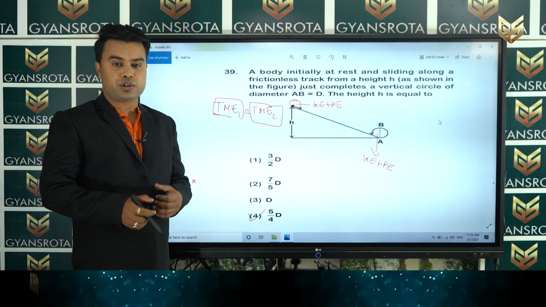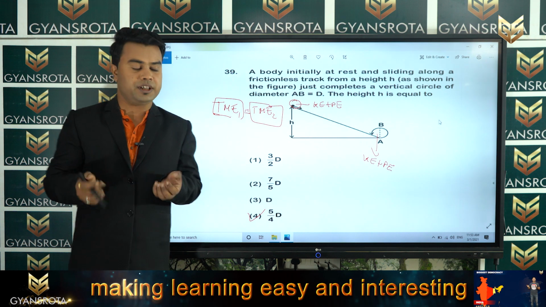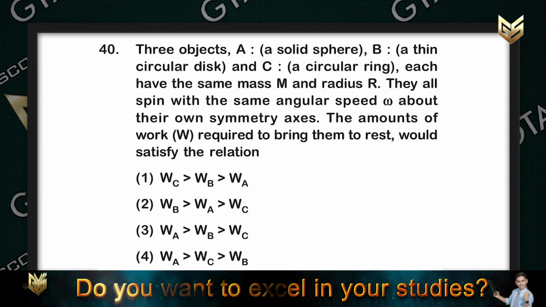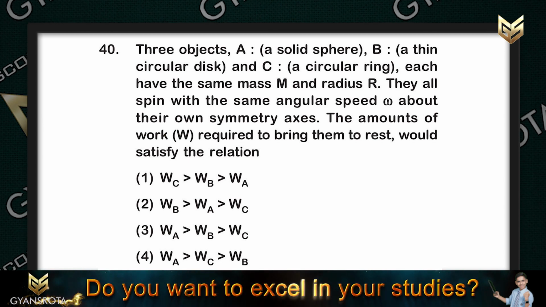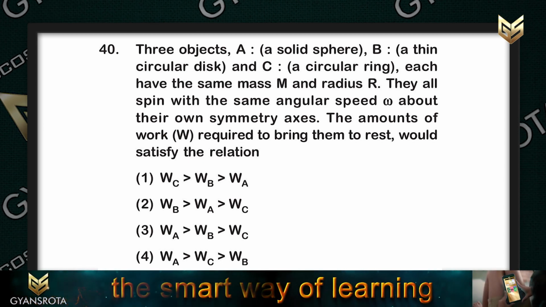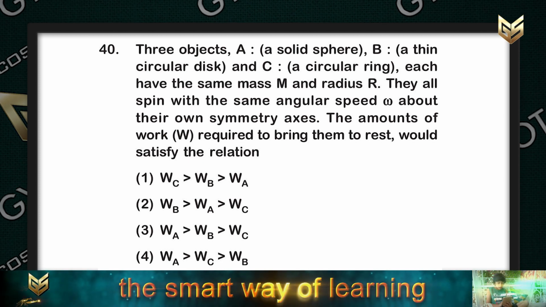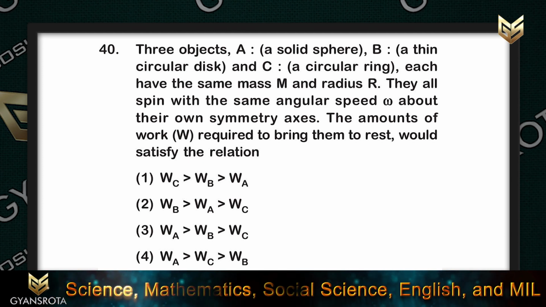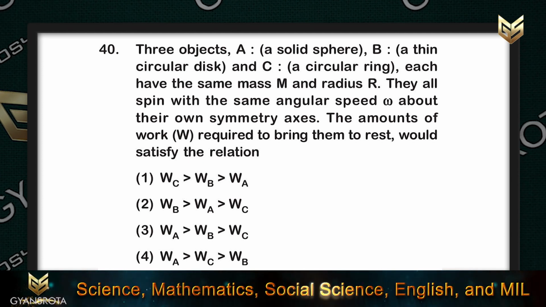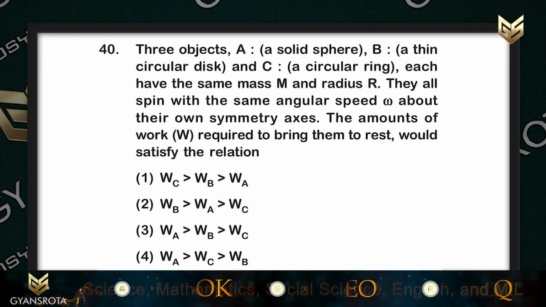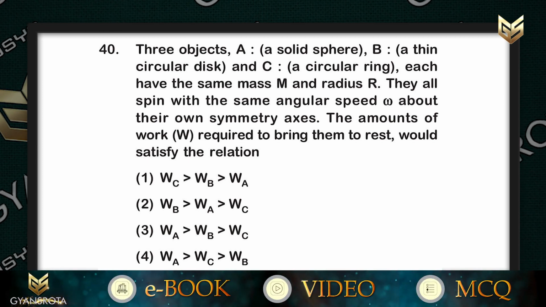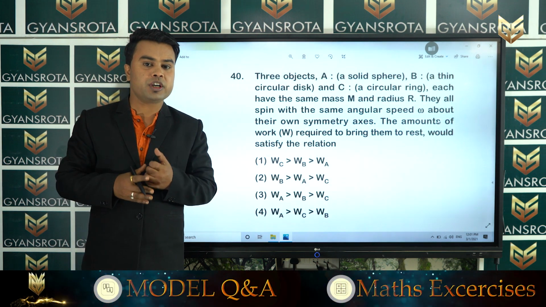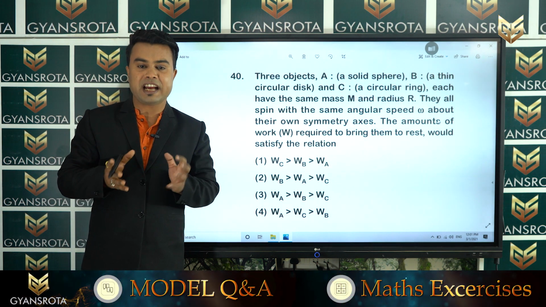Let us move to the next question, question number 40. Three objects, A, a solid sphere, B, a thin circular disc, and C, a circular ring, each having the same mass m and radius r, spin with the same angular speed omega about their own symmetry axis. The amount of work required to bring them to rest would satisfy which relationship? You have to calculate the work done here. What we know is that work done is nothing but the change in kinetic energy.